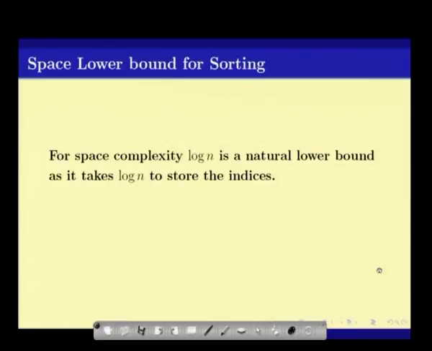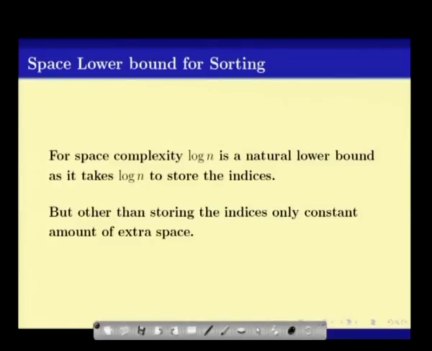In the space complexity, it seems that log n is a natural bound, because as I have told many times, although one does not need to store any extra bit of information, even to store the indices, like for all i equals 1 to n or something like that, we need log n space. So, log n seems to be the right amount. Other than storing the indices, we do not need any extra space for insertion sort, quick sort or heap sort.